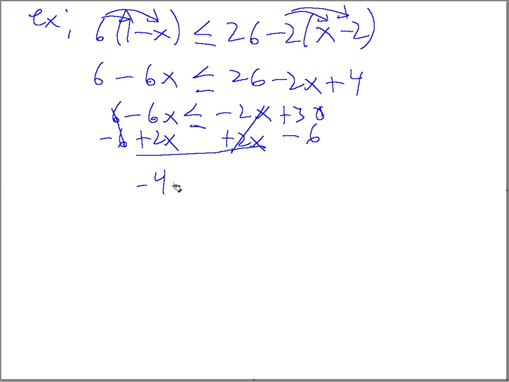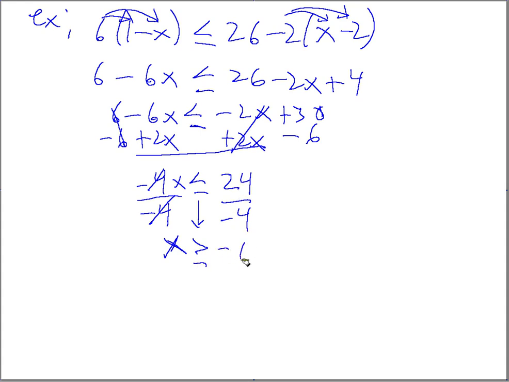Negative 4x, all right, less than or equal to what? Positive 24 in that case, right? 30 minus 6. All right, now this time I do have to divide by negative 4 on both sides. So I am dividing by a negative number, so therefore I do have to what? Switch that direction around. So change the direction of that inequality from less than or equal to greater than or equal to, in this case 24 over negative 4, negative 6.